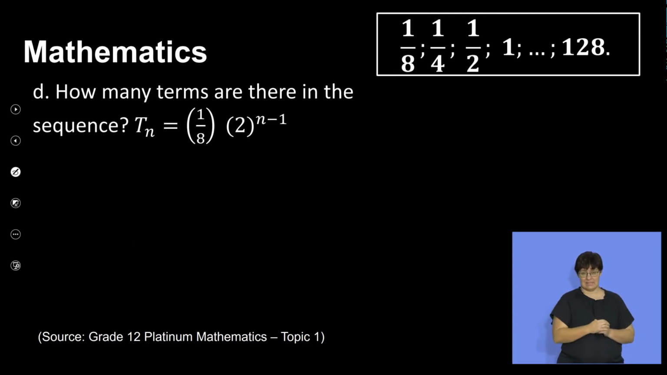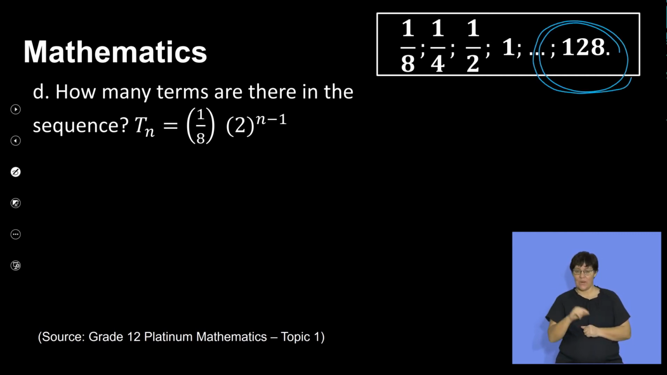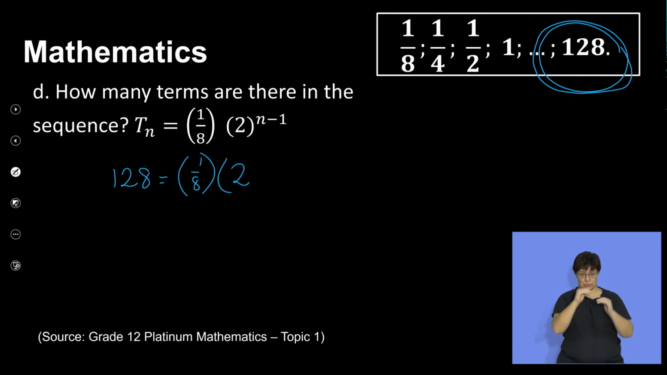D, I've been asked how many terms are in the sequence. That means that I'm looking for the n that matches the Tn of 128, because I know that is the last term of the sequence. So I'm going to have 128 is equal to an eighth times 2 to the power of n minus 1. I'm looking to solve for n.